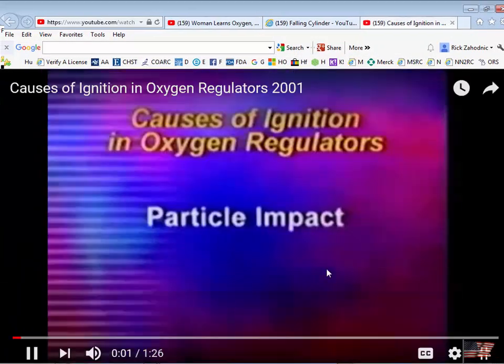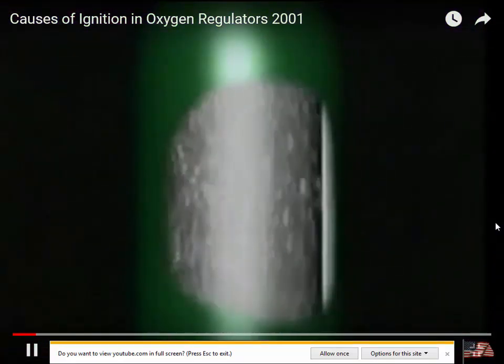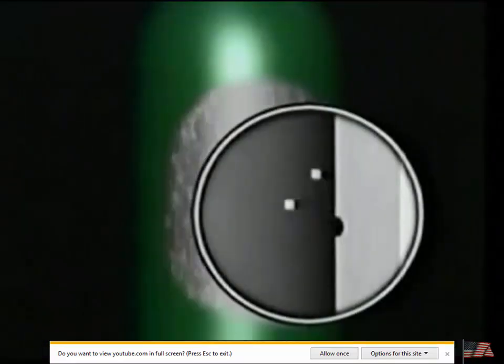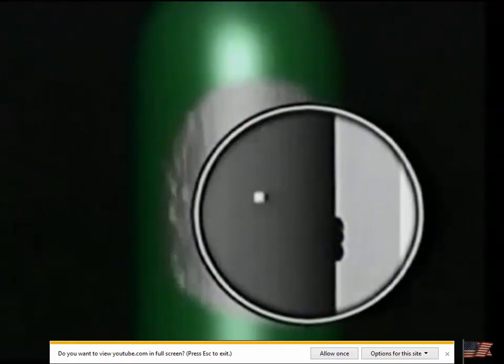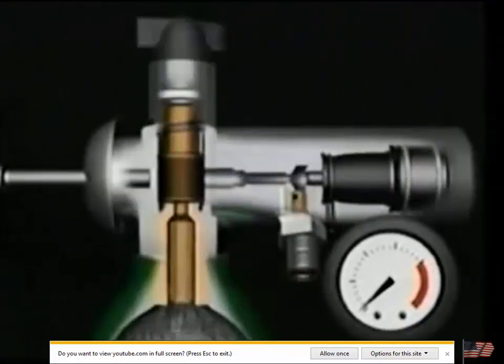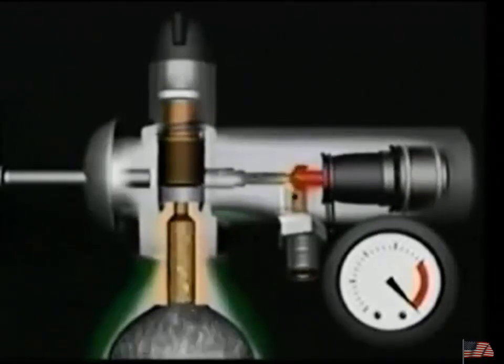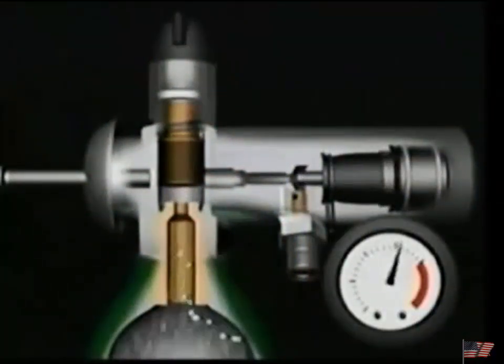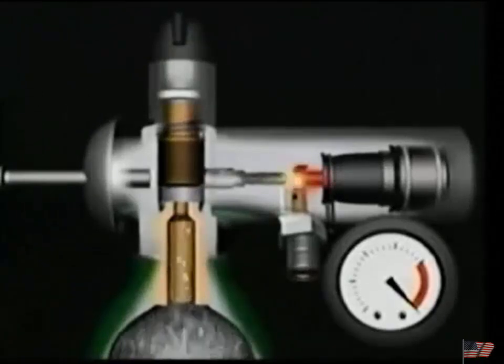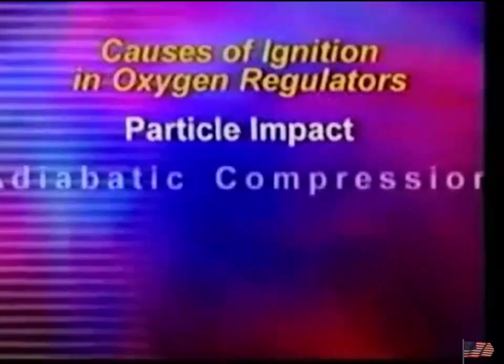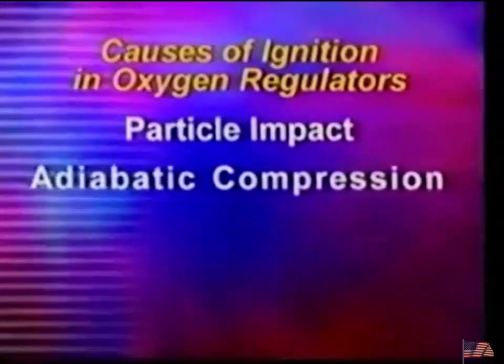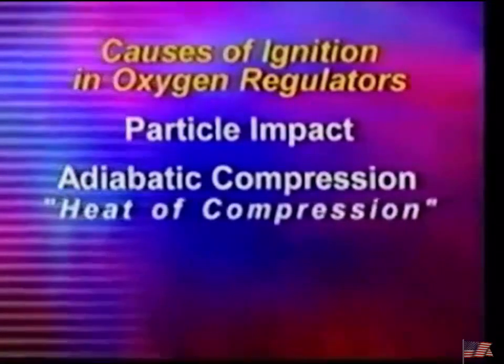One contributing factor is particle impact. Now this one involves small particles that are generated during assembly. Over time, these particles can flake off from inside the cylinder. What happens is that these small particles can be caught up in the flowing oxygen and accelerated to a high velocity. When the particles hit the internal surfaces of the valve or the regulator, heat is generated. Although these small particles wouldn't burn in air under high pressure, they can burn in oxygen, and that can ignite a fire.